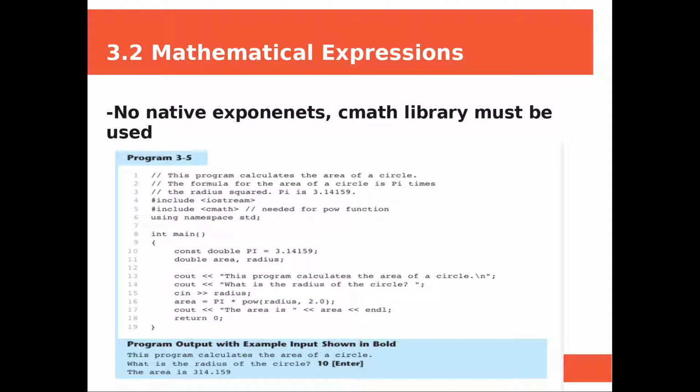But anyways, area equals pi times pow, for power. You put the thing you want to raise and what power you want it to be. So this is the area of a circle, radius squared, so radius comma 2.0, and you'll get your result.